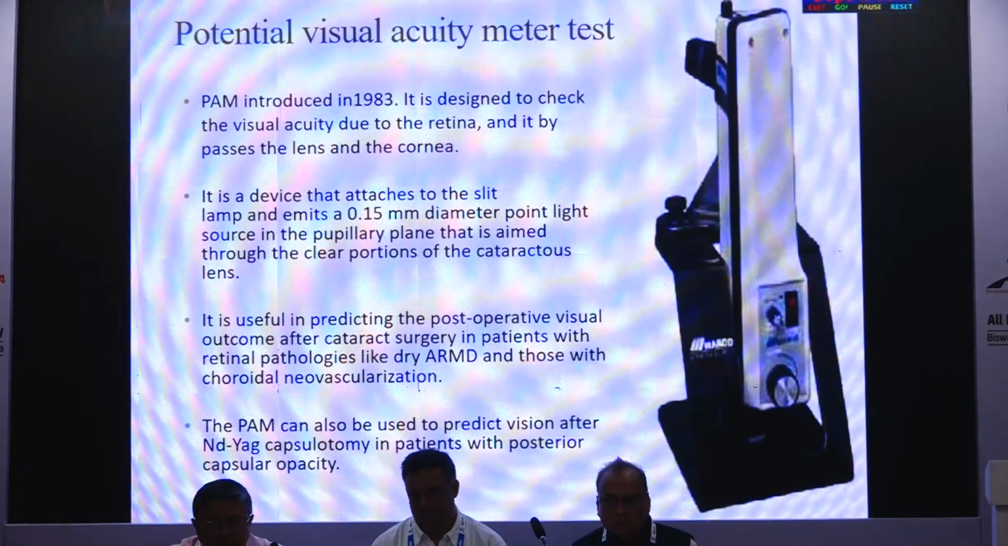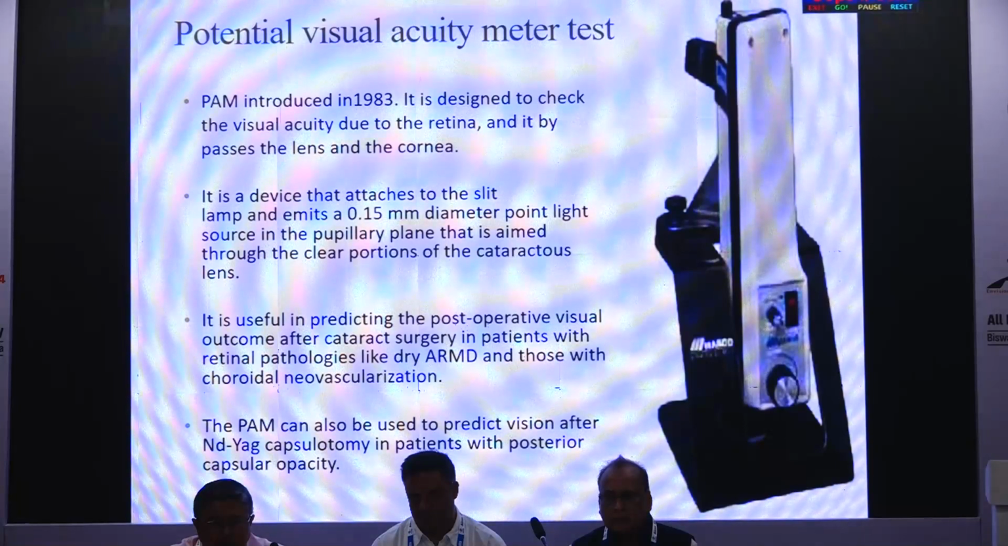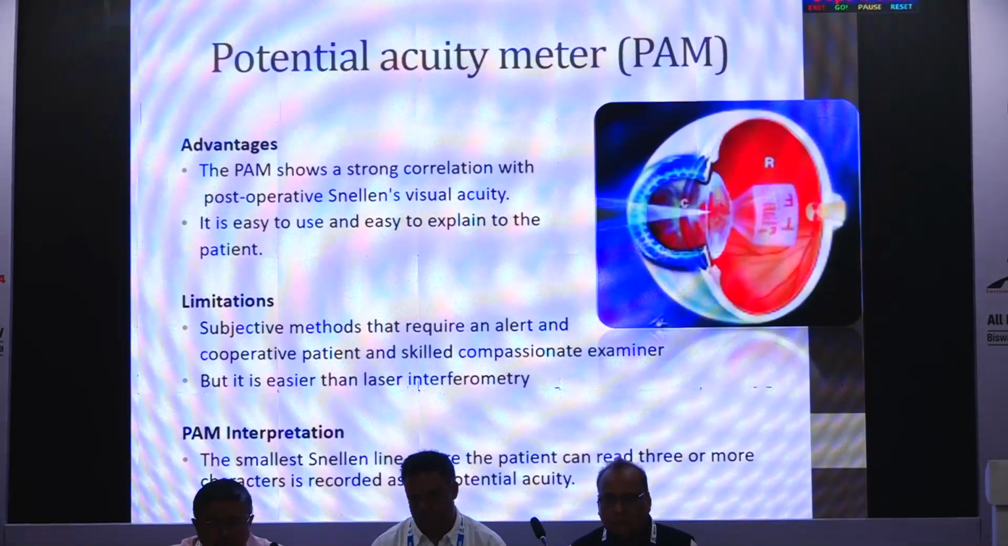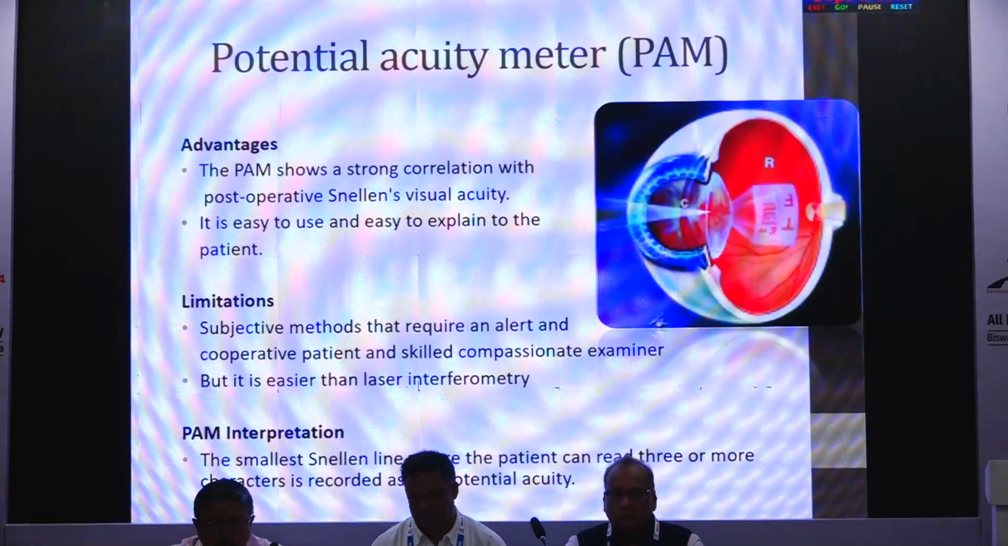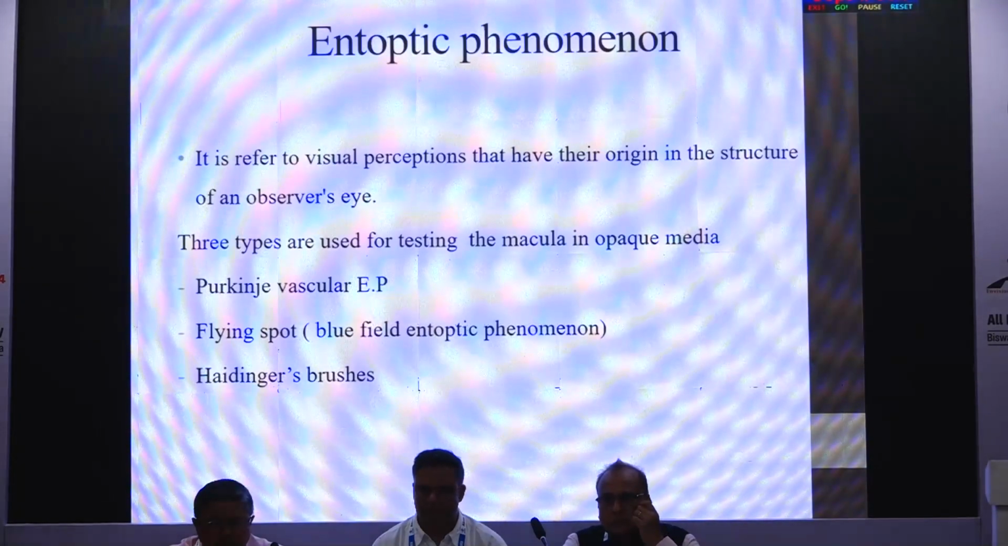This is again a device, the PAM. It is used in predicting the post-operative visual outcome after cataract surgery in patients with retinal pathologies like dry ARMD and those with choroidal neovascularization, and it can also be used to predict vision after Nd:YAG capsulotomy in patients with posterior capsular opacities. Here we can see that an inverted Snellen's acuity chart is projected onto the retina, and the smallest Snellen line where the patient can read 3 or more characters is recorded as the potential acuity.